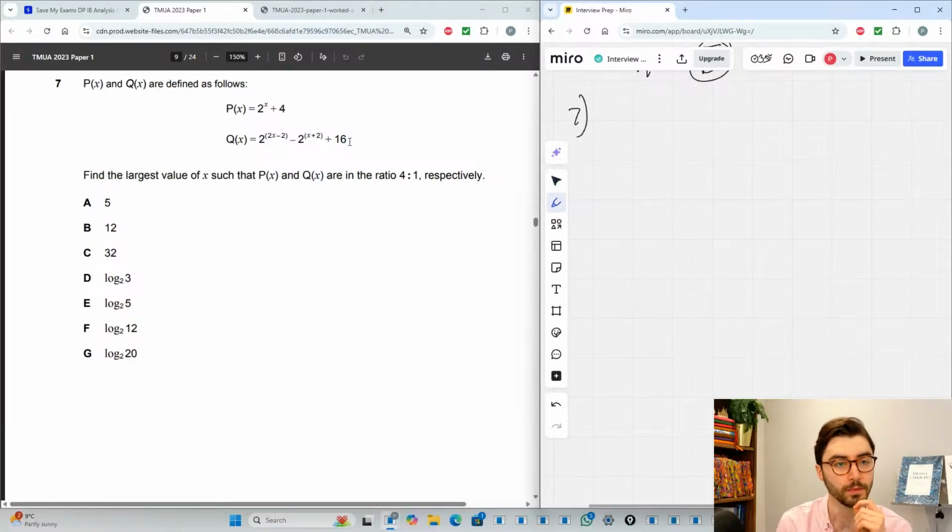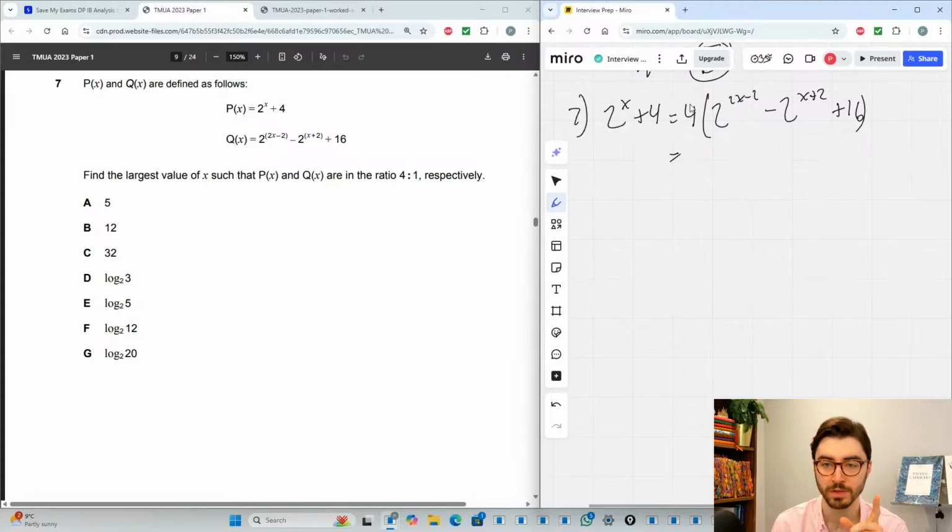Good. 2 functions defined as follows. Find the largest value of x such that they are in the ratio 4 to 1 respectively. So that means that P is 4 times bigger than Q. So that means that 2 to the x plus 4 is 4 times as big as 2 to the 2x minus 2 to the x plus 2 plus 16.